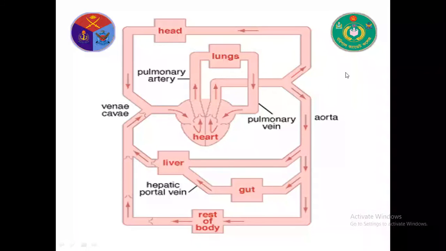Okay, guys, look at this picture. This is the figure of blood circulatory system. This is our head, this is lung, and this is heart. Look, blood comes to right atrium from the upper parts of our body through one kind of vein whose name is superior vena cava, and again blood comes to right atrium through one kind of vein whose name is inferior vena cava.